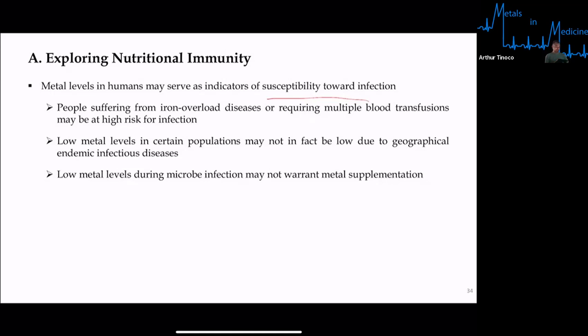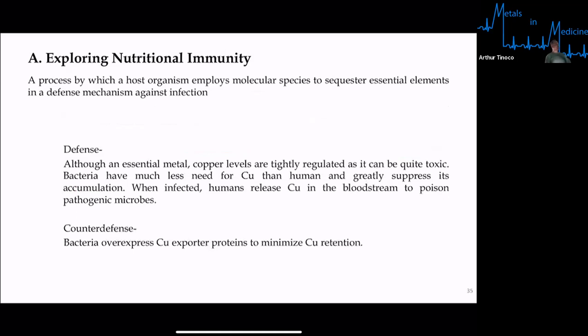But then you have low metal levels in certain populations that may not in fact be considered an actual disease condition. That may be that the population has adapted to its geographical endemic infectious diseases. And so they have a naturally lower amount of metal than you would normally expect. So one of the key things is that the correlation of metal levels, let's say in blood, during a microbe infection may not actually warrant metal supplementation because it can be counterproductive and it can lead to just worsening of your clinical state.